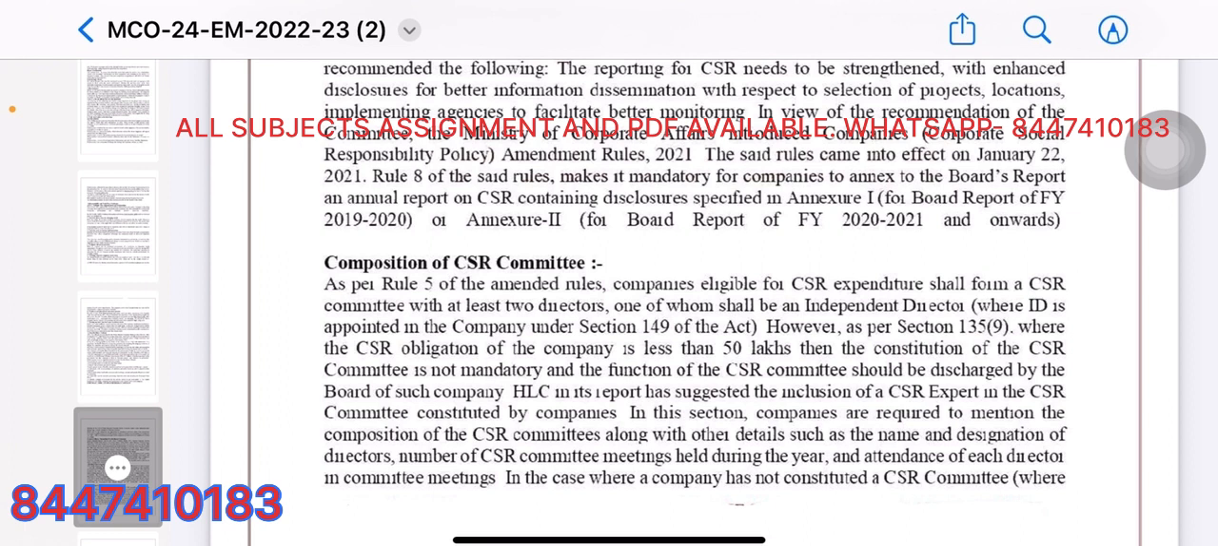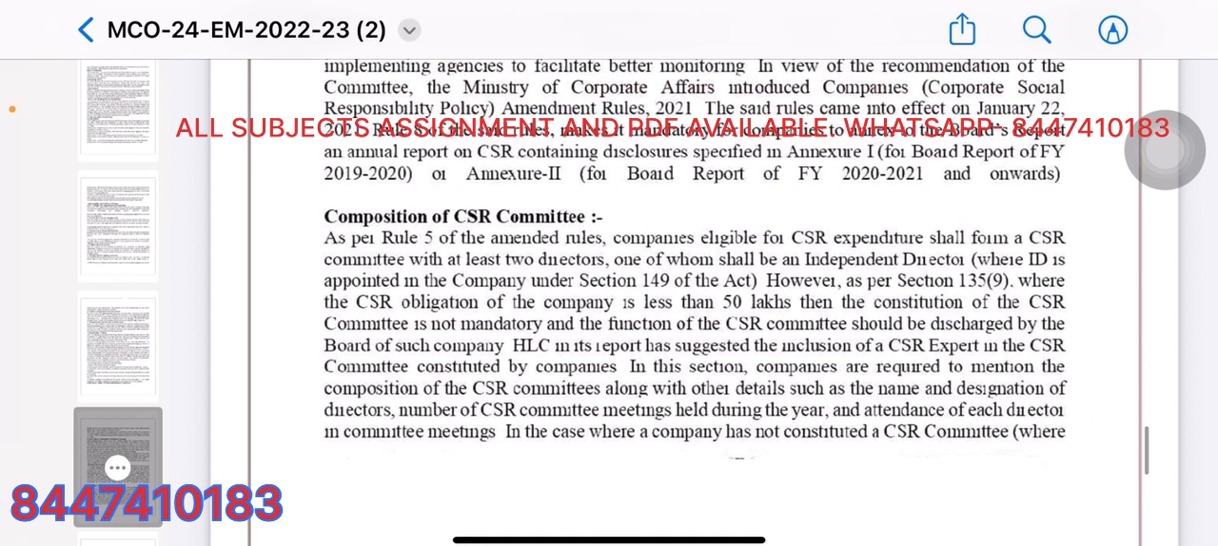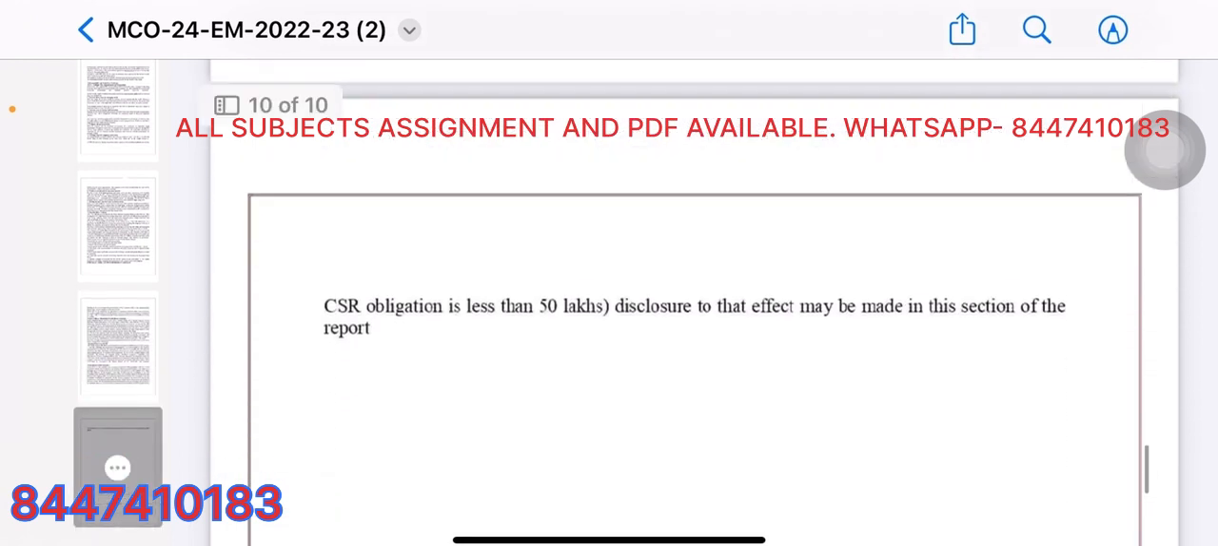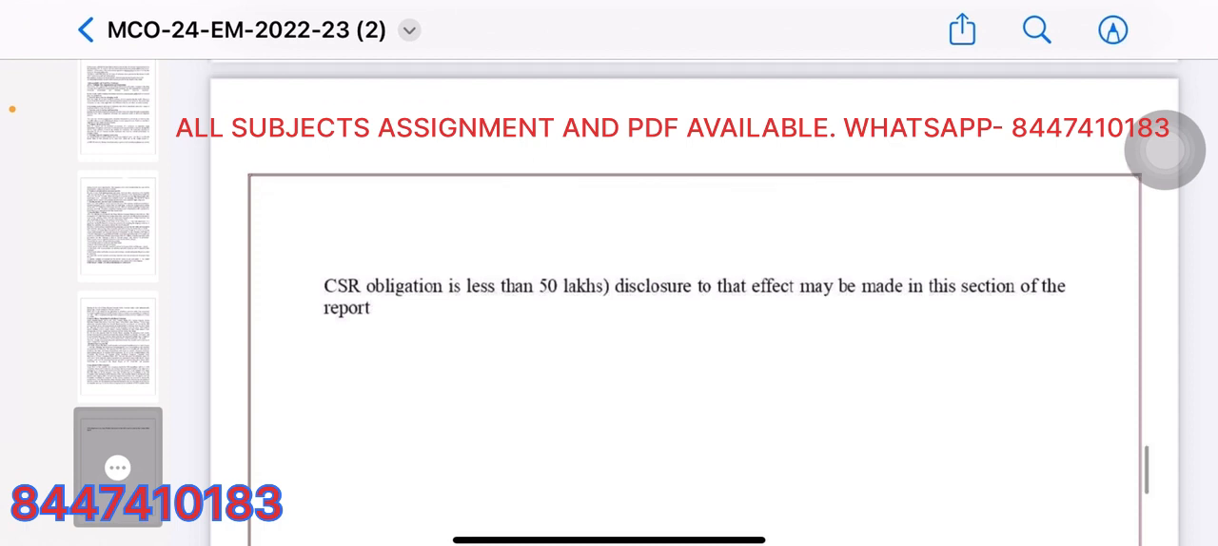However, as per Section 135(9), where the CSR obligation of the company is less than 50 lakhs, then the constitution of the CSR committee is not mandatory, and the function of the CSR committee should be discharged by the board of such company. HLC, in its report, has suggested the inclusion of CSR experts in the CSR committee constituted by the companies. In this section, companies are required to maintain the composition of the CSR committee along with other details such as the name and designation of directors, number of CSR committee meetings held during the year, and attendance of each director in committee meetings. In the case where a company has not constituted a CSR committee, disclosure to that effect may be made in this section of the report.